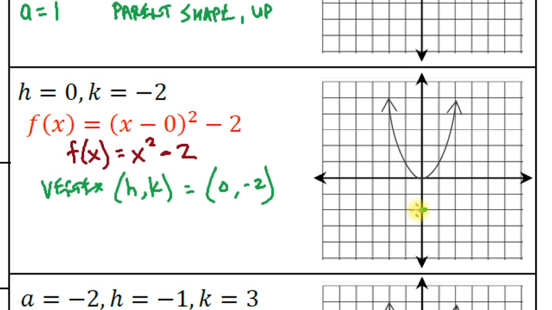Let's do that in red. The a value hasn't changed. It's still equal to 1, and that means it's the parent shape. And a is still positive, so it faces up. And now we'll go ahead and plot again. Remember our shortcut for drawing the parent shape. Over 1, up 1, over 1, up 3, over 1, up 1, over 1, up 3. And let's go ahead and sketch out a parabola.